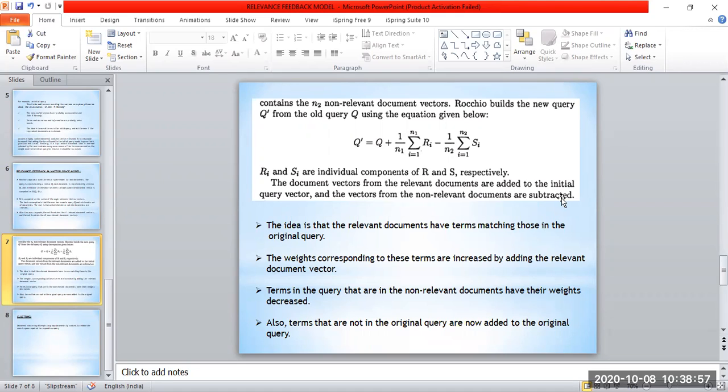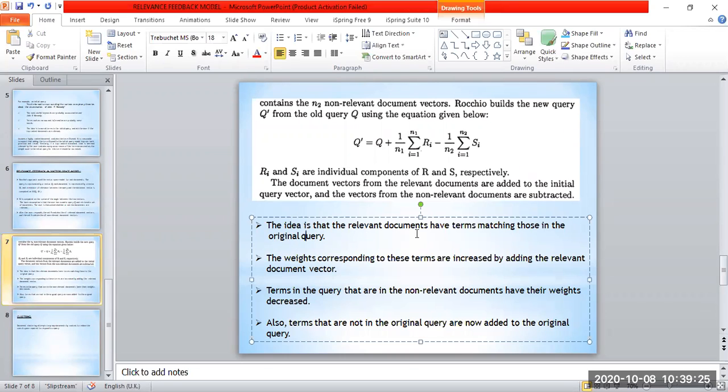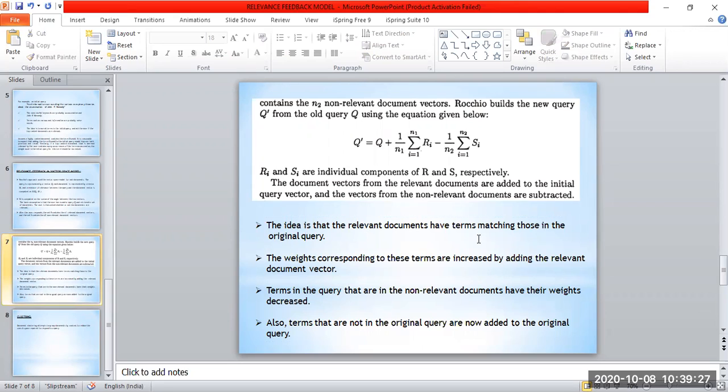So by doing this, the actual idea behind this is that we are trying to add more weight to the terms which are in the query, which are relevant to the document. And we are trying to decrease the weight of the terms in the query which are not relevant. Okay. So if we read these lines one by one, the idea is that the relevant documents have terms matching those in the original query.